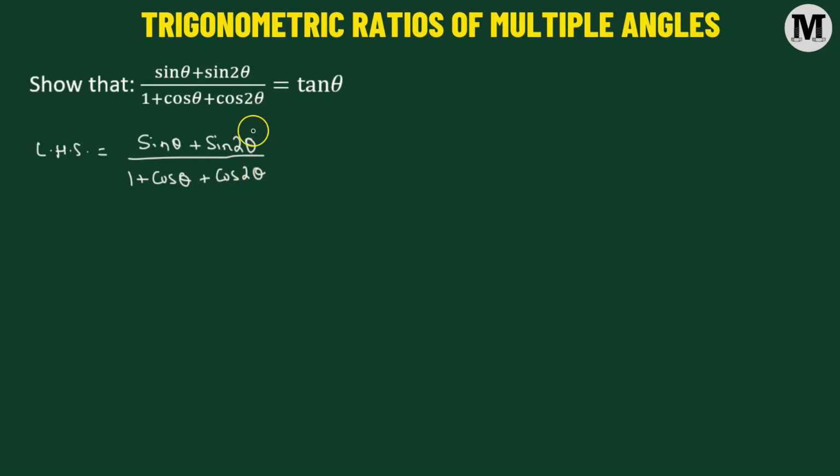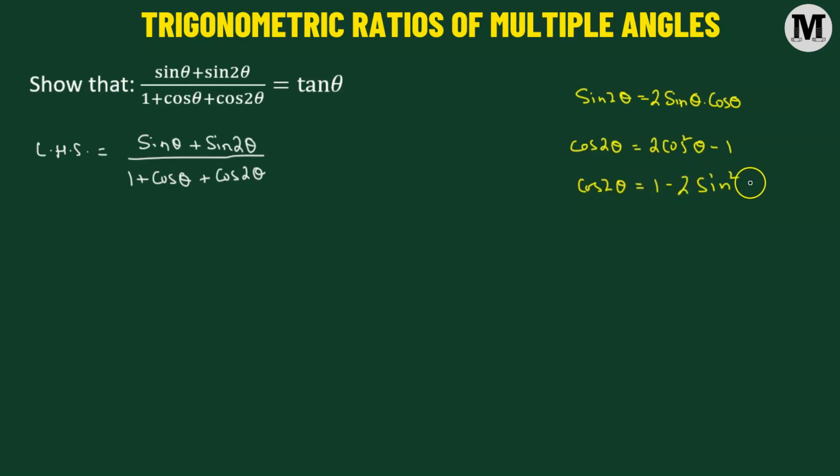Now what we'll do, we'll use the trigonometric ratios of multiple angles to expand sine 2 theta and cosine 2 theta. Sine 2 theta expands to give us 2 times the product of sine theta and cosine theta. And cosine 2 theta has got two forms. One form is 2 times cosine squared theta minus 1, and the other form is 1 minus 2 times sine squared theta.